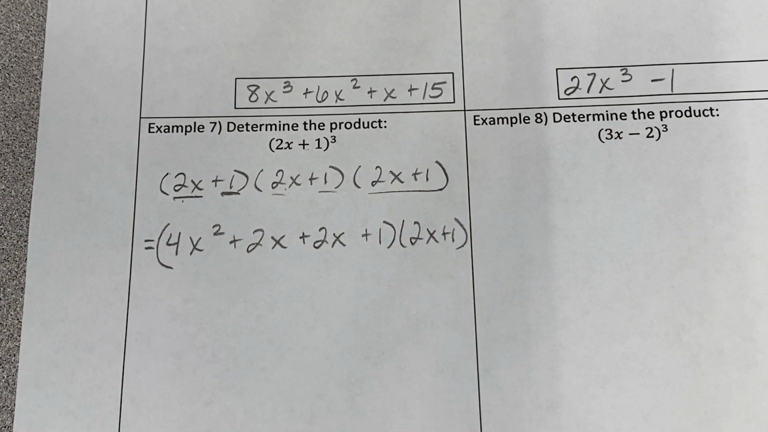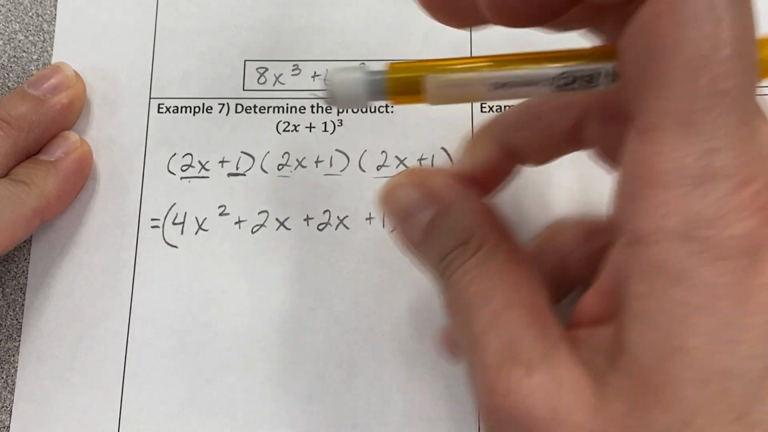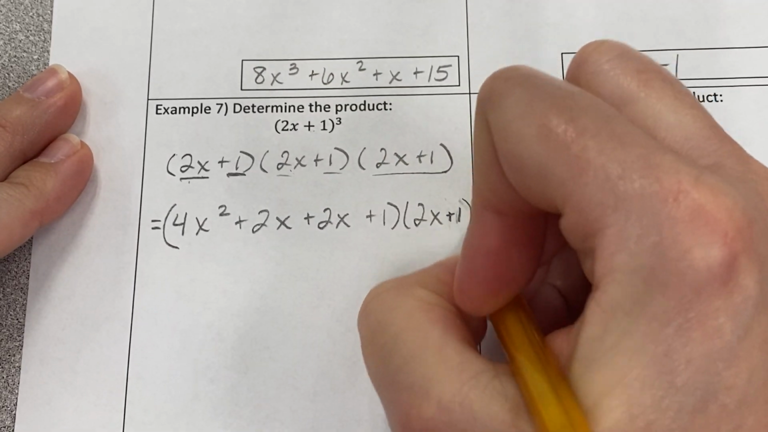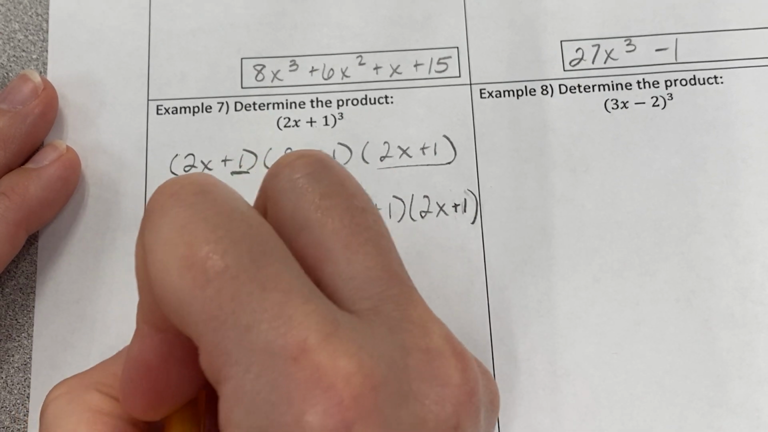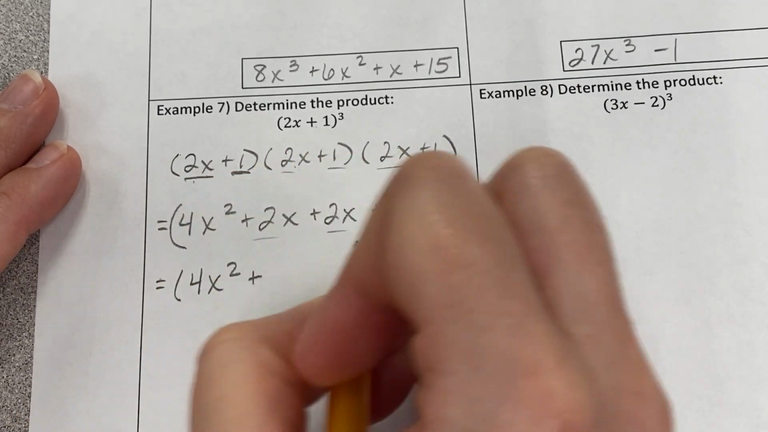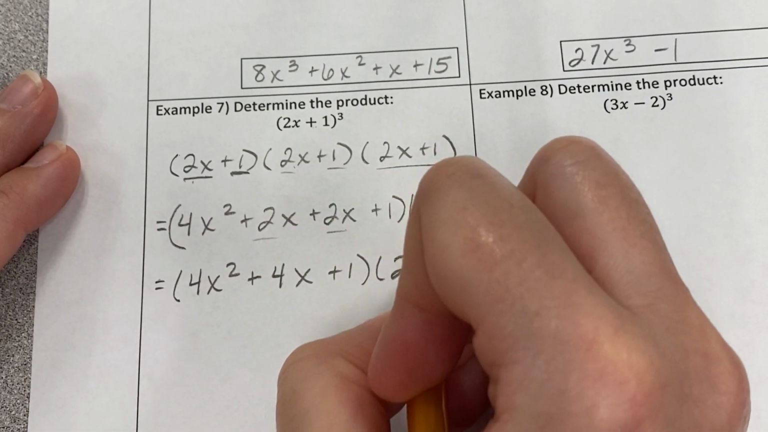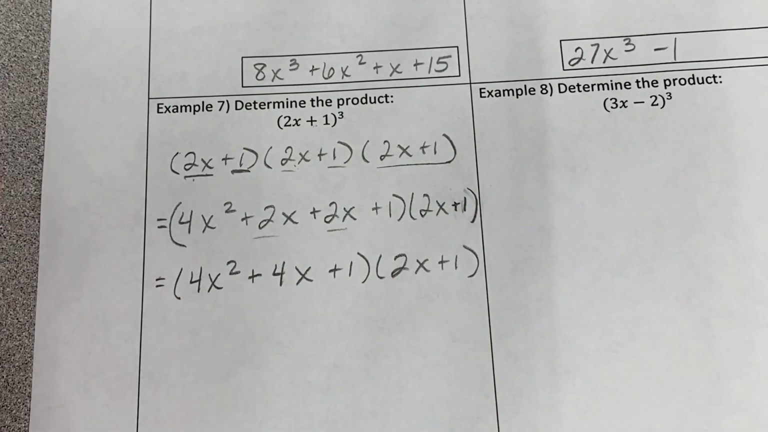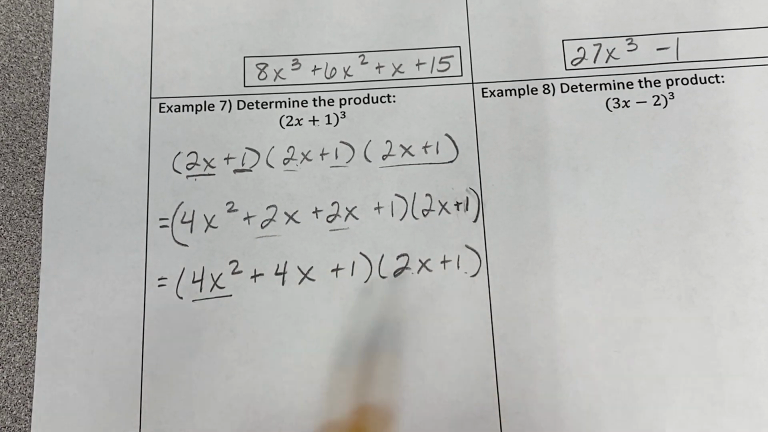Now, before I continue, I want to clean this up a little bit. Actually, let me write that part a little neater. I want to add these like terms before I move on. So 4x squared plus 2x plus 2x is 4x plus 1, and now this. And now I'm going to do that process all over again. I'm going to take these one at a time and distribute it to those.